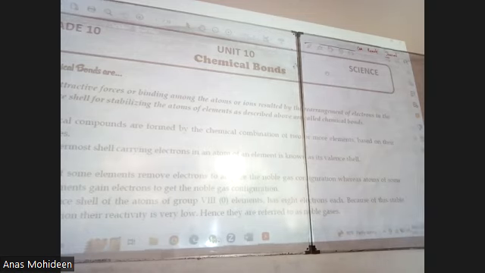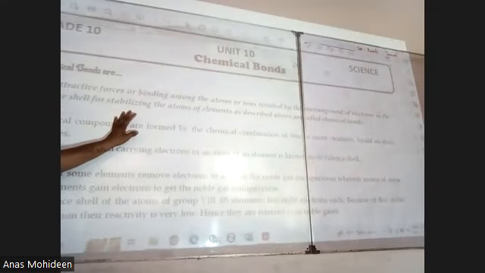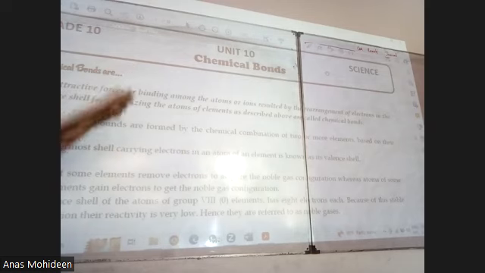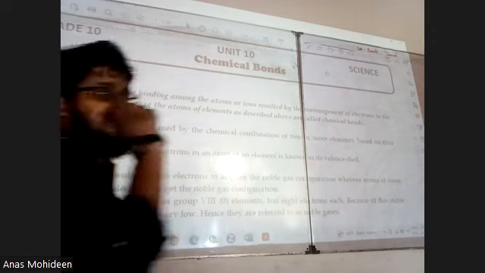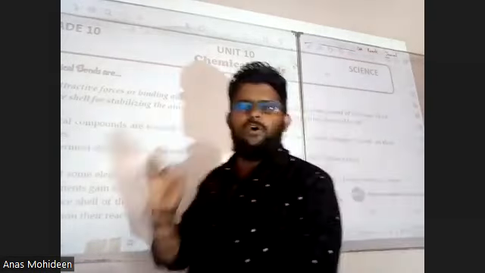Right, let's read them. Chemical compounds are formed by the chemical combination of two or more elements. I want everyone to read here. This lesson becomes easy when the fundamentals are properly understood, so listen from the beginning. Chemical compounds are formed by the chemical combination of two or more elements based on their valencies. The outermost shell carrying electrons in an atom of an element is known as the valence shell. Underline that. What is valence shell? That is the outermost shell.